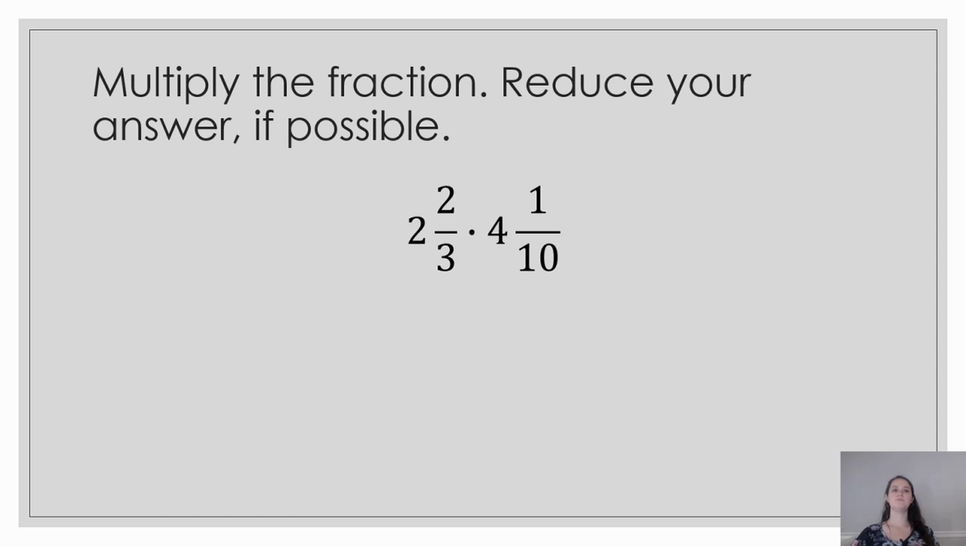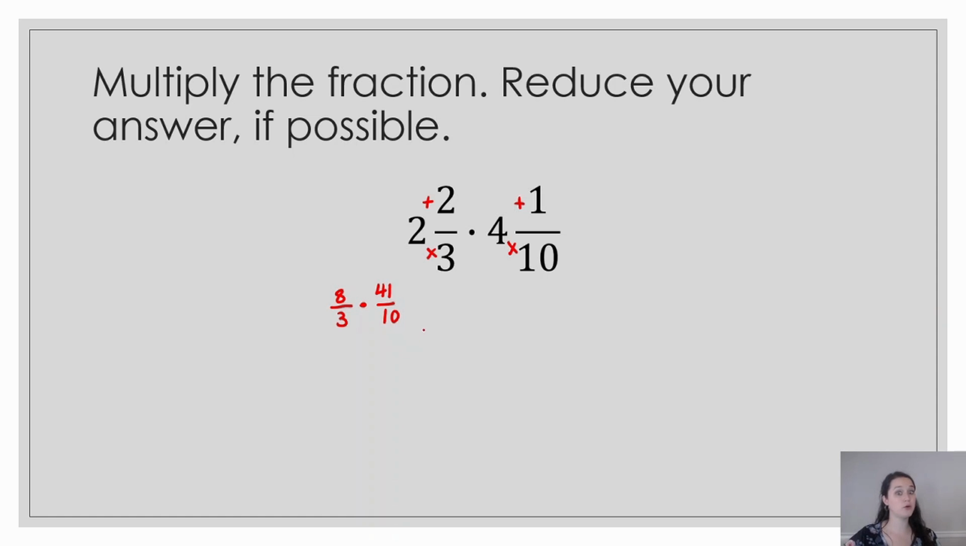Let's multiply this one. These are mixed numbers, so you've got your fraction and a whole number. So we need to go ahead and convert these. Let's convert them to improper fractions. So remember, you multiply your whole number times the denominator and then add your top number. So 3 times 2 is 6 plus 2 is 8. So 8 over 3 times, you've got 4 times 10, 40, plus 1, 41. So we've got 41 over 10.